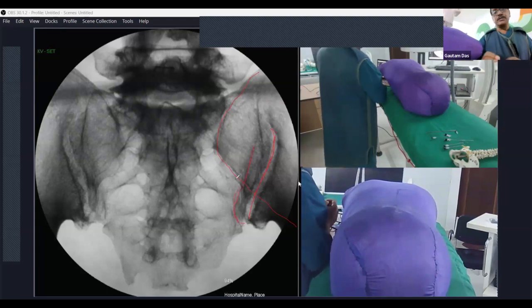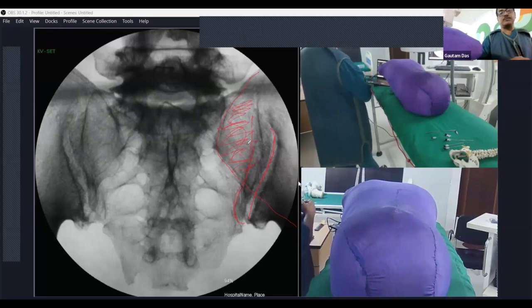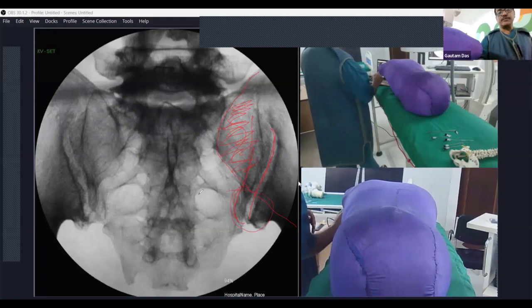The part between the posterior border, the upper, superior and posterior part, is a fibrous part. You cannot enter that part of the joint. But this part is your synovial part. So your target is the inferior part.